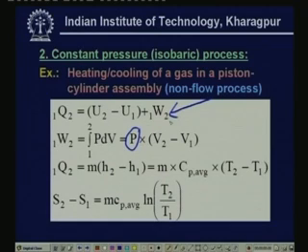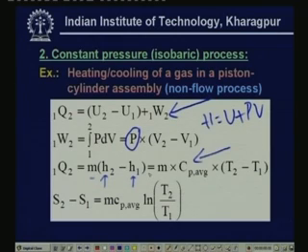The heat transfer can also be written in terms of enthalpy difference. If you substitute this here and use the definition of enthalpy, H equals U plus PV, with P constant, you get this equation. That means you can write 1Q2 as m into H2 minus H1, where m is the mass of the system, H2 is the specific enthalpy at the final state, and H1 is the specific enthalpy at the initial state.